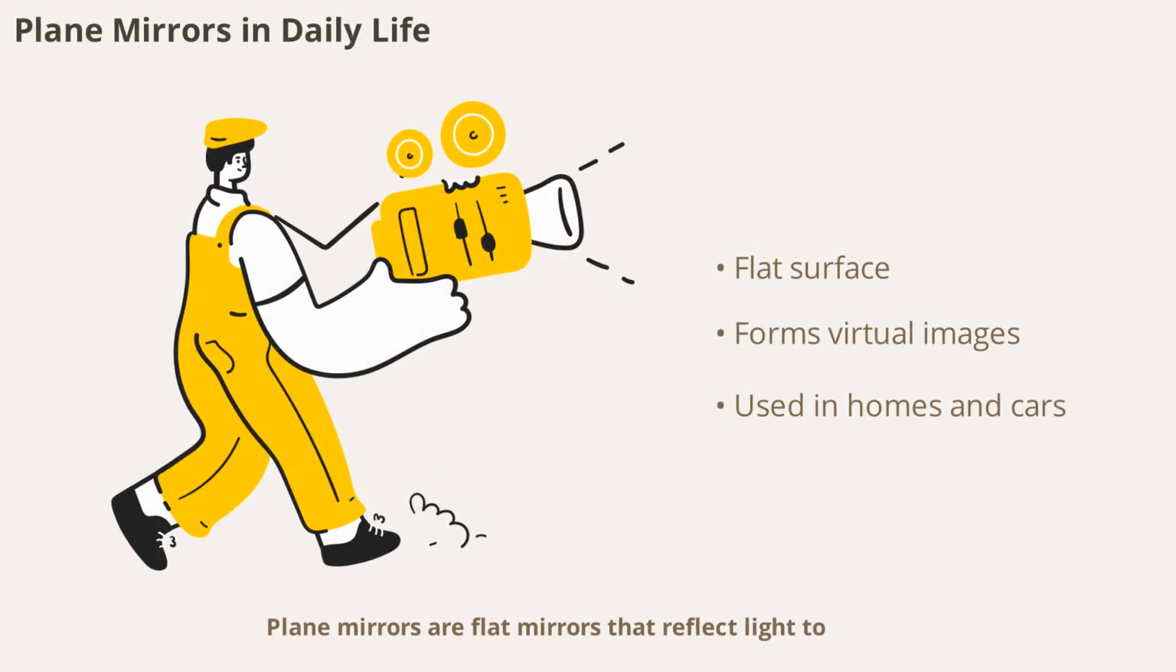Plane mirrors are flat mirrors that reflect light to form virtual images that appear to be behind the mirror. They are commonly used in bathrooms, dressing rooms, and vehicles. Plane mirrors provide accurate, undistorted reflections, making them ideal for personal grooming and safety applications. Their simplicity and effectiveness make them a staple in homes and public spaces.